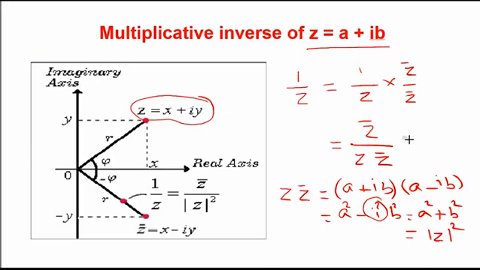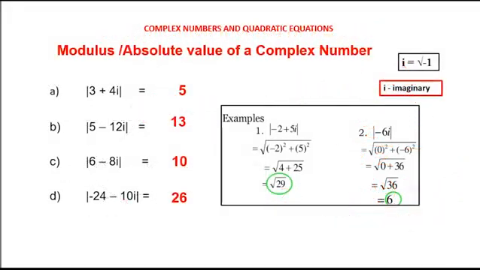So similarly here, the denominator Z into Z bar is nothing but modulus of Z square. Hence the inverse of Z, which is 1 by Z, gives Z bar divided by modulus of Z square. Let us go for having certain examples.